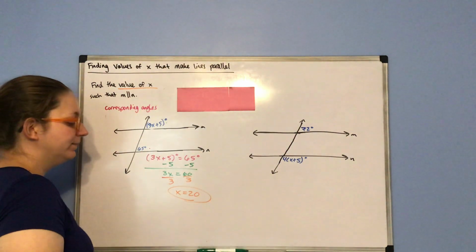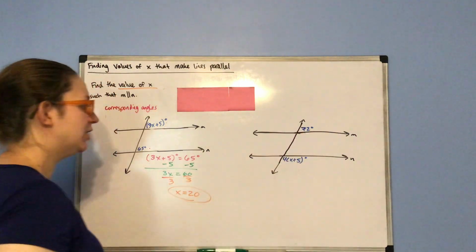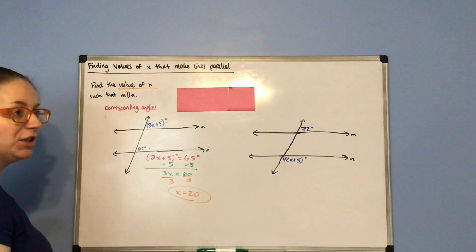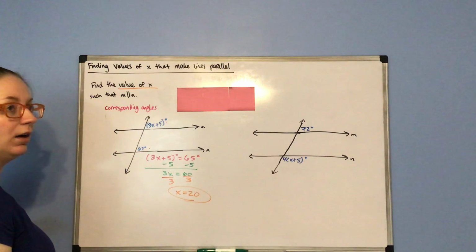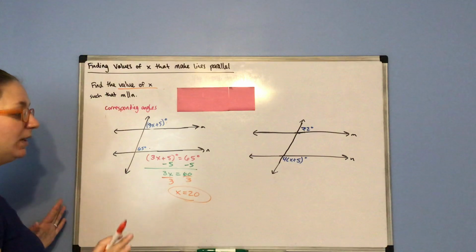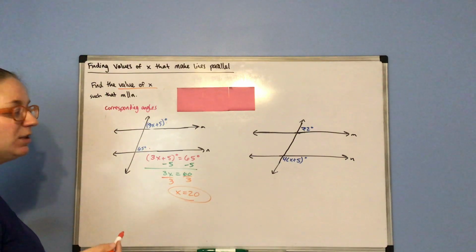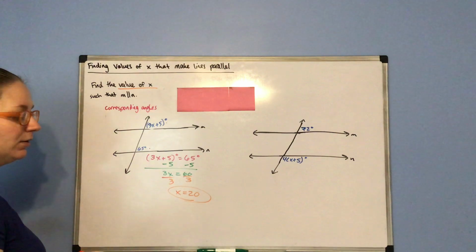Let's try one more. Now you may have noticed that these two angles that are marked here do not have a special relationship. They're not corresponding, they're not alternate interior, they're not alternate exterior, they're not consecutive interior. So we can't just go right off the bat and make an equation like we did here. That means we have to use some of the other angles that aren't marked.